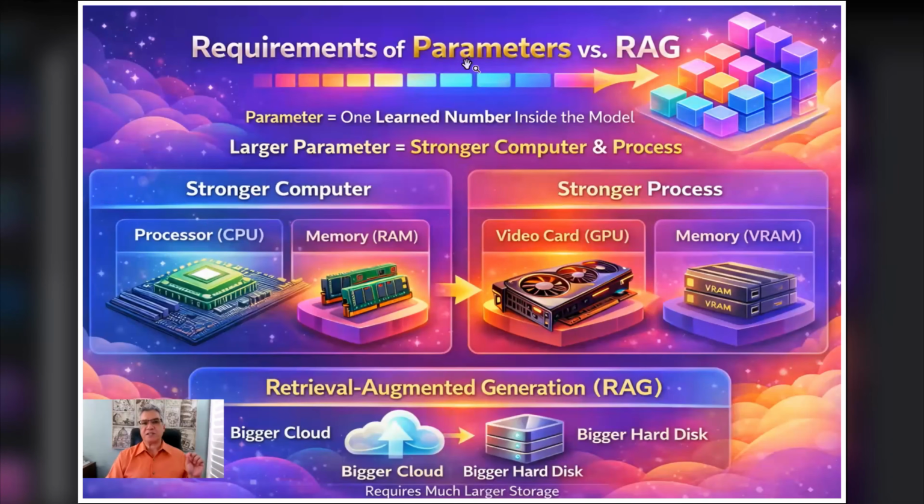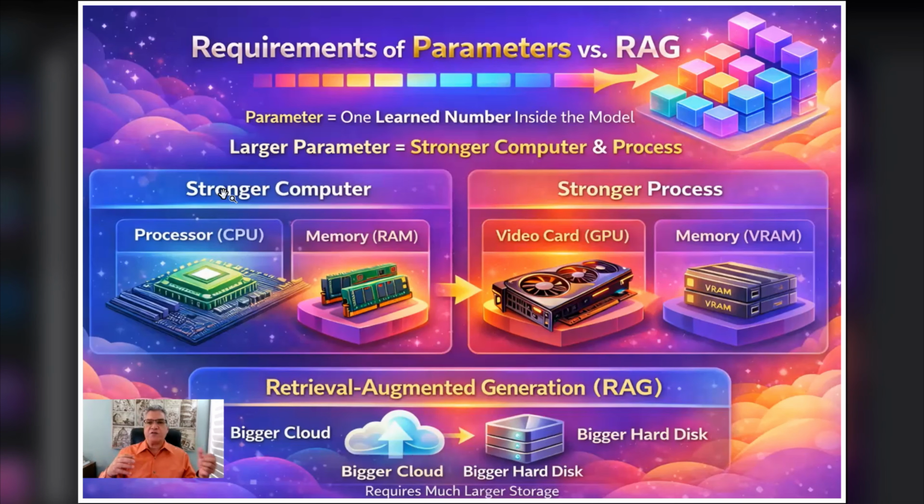Now let's talk about the requirement for the parameter versus the RAG. As we said, the parameter is one learned number inside the model. And so the more parameters you need, the stronger computer you're going to need.